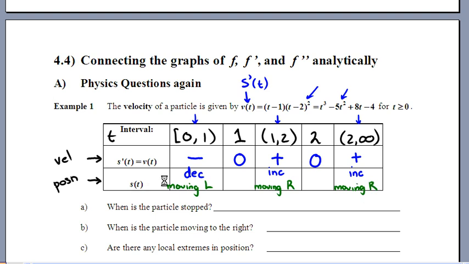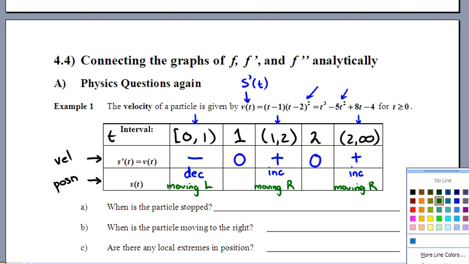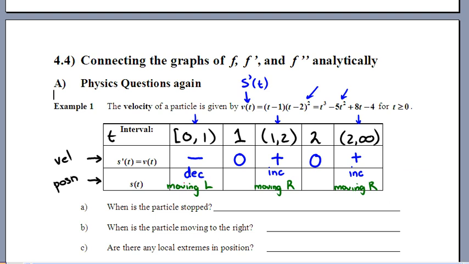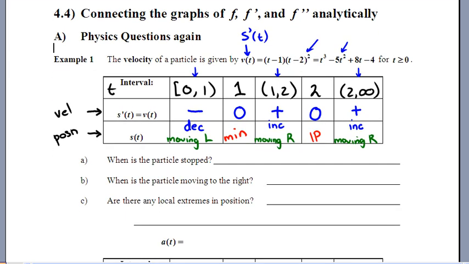Okay, let's talk about the graph of s. Just kind of thinking about what the graph of s would look like. If we've got a negative derivative switching to a positive, you have to have a minimum position going on. And then this is actually going to be some sort of weird inflection point. You're actually briefly stopped, and then you start up again. Okay, so some questions we could answer now based on that derivative of s, based on velocity.